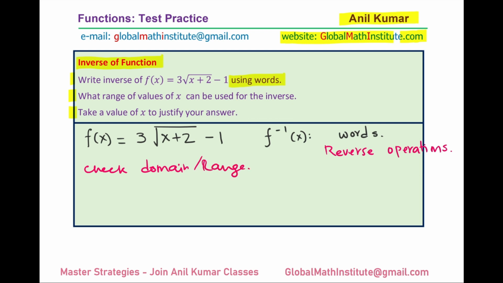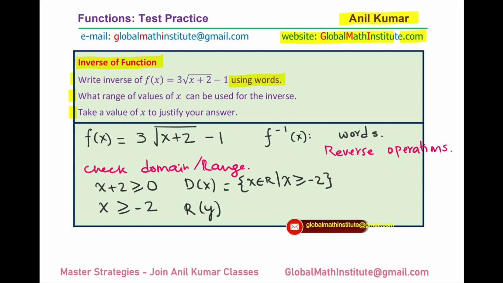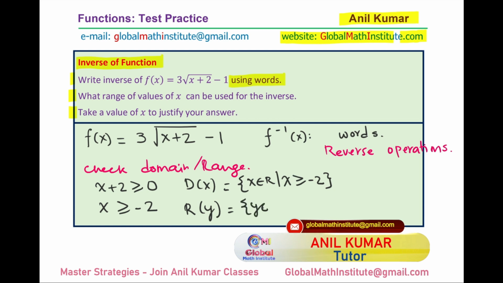For the given function, the domain is that x plus 2 should be greater than or equal to 0. That means x is greater than or equal to minus 2. So we have the domain of this function as x belongs to real numbers, where x is greater than or equal to minus 2. Clear? Range is the y values. Y also belongs to real numbers, and you see this has been shifted 1 unit down, so y is greater than or equal to minus 1. That is the domain and range.